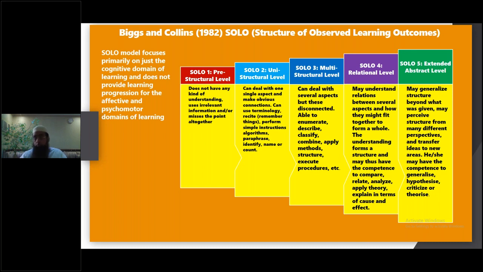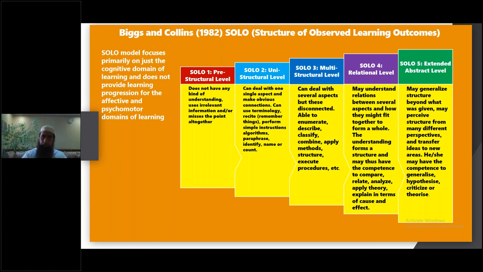They can deal with multiple aspects, but somehow disconnected, and they're able to enumerate several cognitive actions like explaining, understanding, which is the level of Bloom's, and also analyze, apply, evaluate, etc. When you go to the relational level, they're able to understand the relation between several aspects and how they could maybe fit together, a sort of understanding, but still not a complete, big picture, comprehensive understanding of the structure.